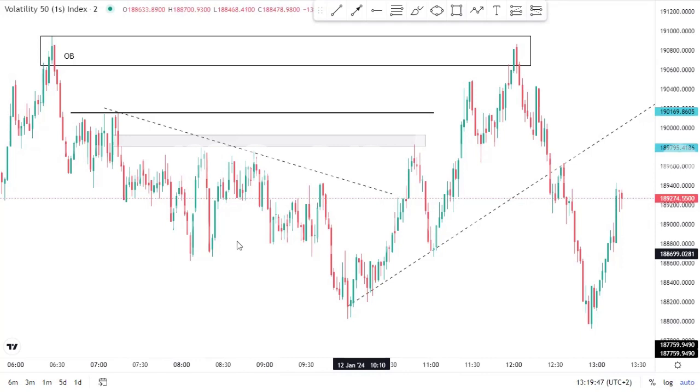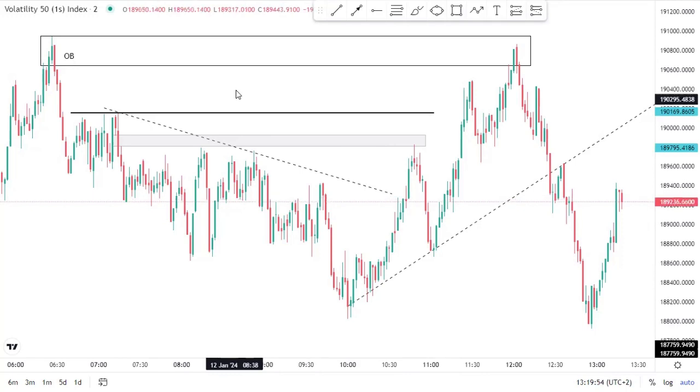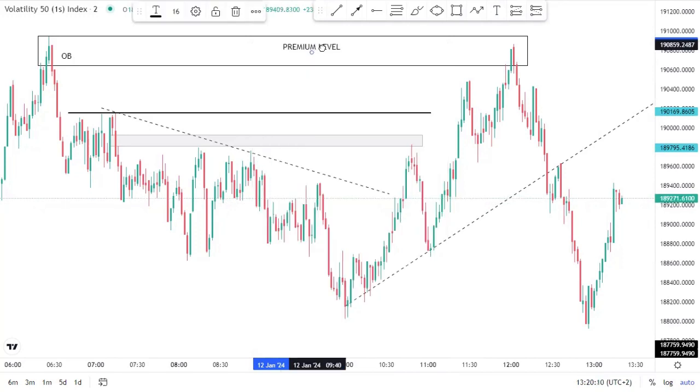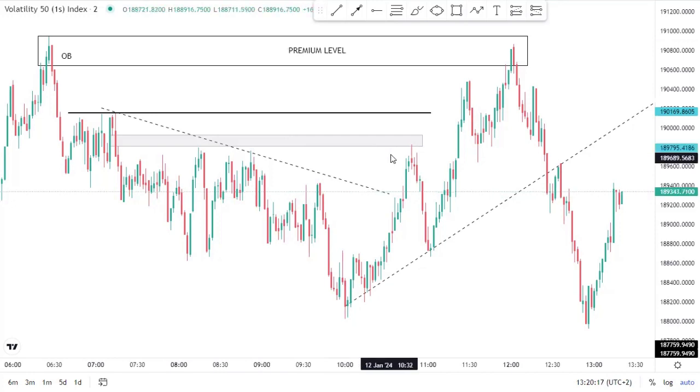But you have to know that we have what you call the POI, your point of interest. The one that is more reliable is the one that is at a premium level. This is your premium level. You are not disputing the fact that these are levels that are important, but you're keeping your mind at a premium level where you have an order block. Sometimes you can have an imbalance. Like here, this space, this gap here is an imbalance.